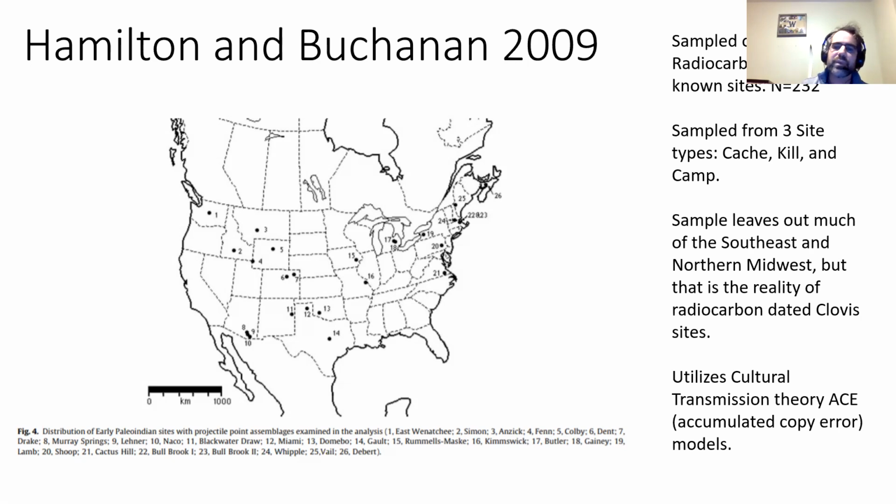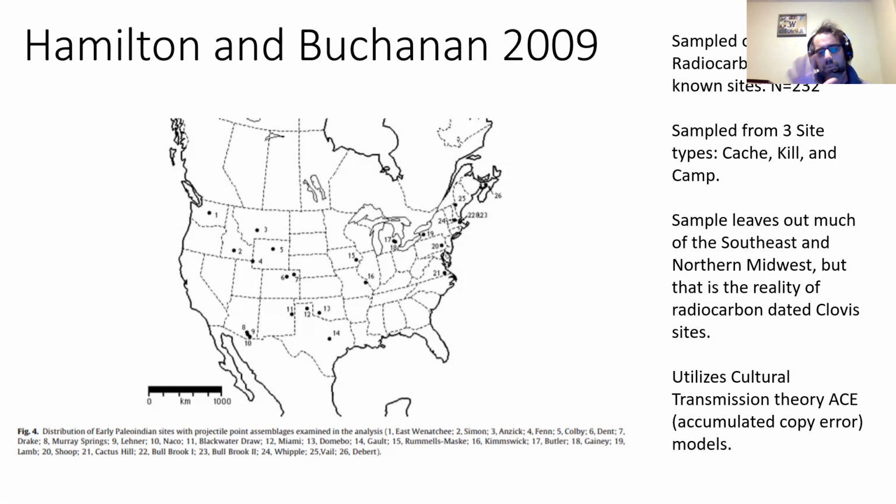They sampled from 3 different site types, and I'm going to come back to that because I sampled from the same types of sites. Cache sites, which are either ammo dumps or ritual piles of projectile points that we find very commonly out west. Kill sites, where something was killed, or campsites, which are actually pretty rare for Clovis peoples.